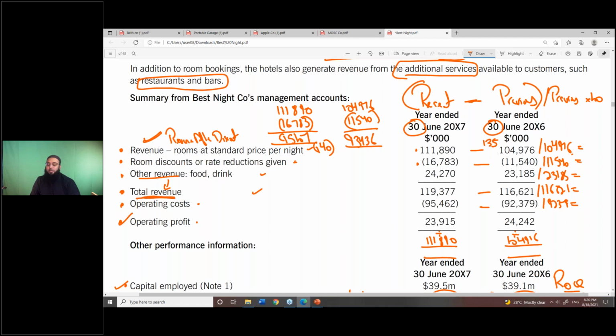And for this, I'll work out the percentage change as well. So this minus this, divided by 93,436. Percentage change. So I've done all the workings of percentage change here: percentage change in revenue, in discount, in revenue after discount, in other revenue, in total revenue, in operating cost, and operating profit margin. Understood? You must understand this.